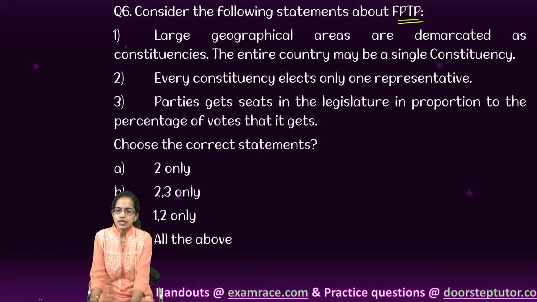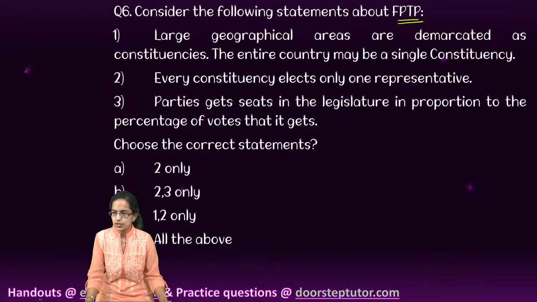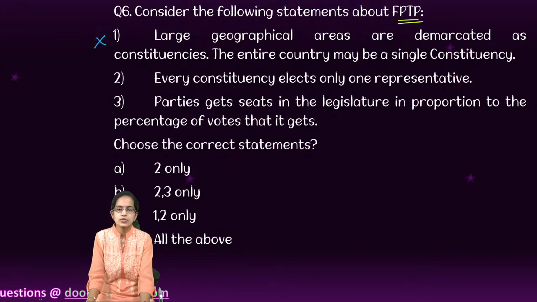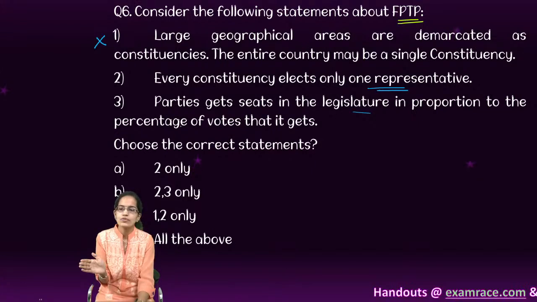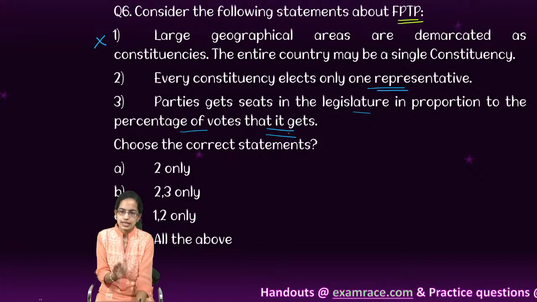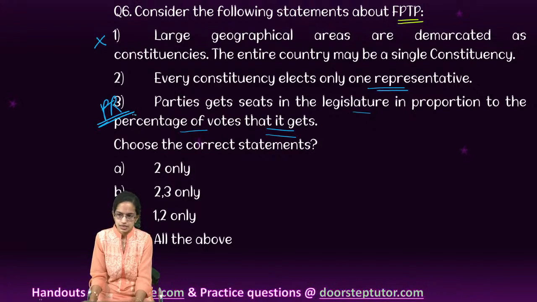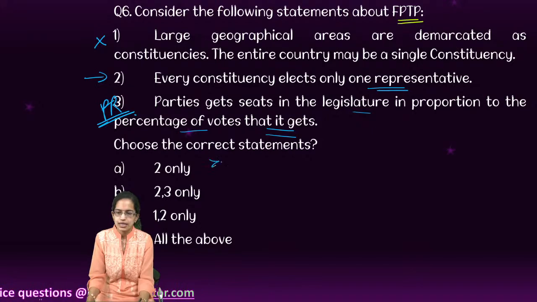So large geographical areas should be demarcated by constituencies, and what we need to understand is the entire country should not act as a single unit here. Okay, so first option becomes incorrect. Every constituency elects only one representative, and the parties get the seats in the legislature in proportion to the percentage of the votes that they get. Now this is an explanation for proportional representation. Let's understand. So here basically 2 only would be the right option.